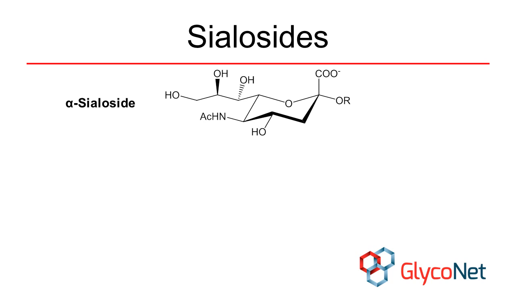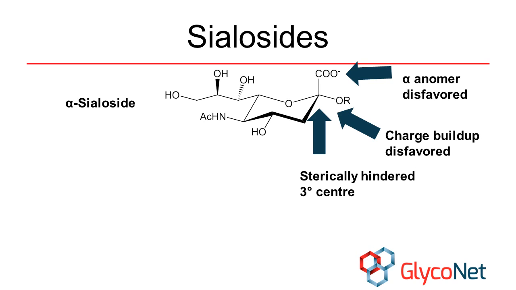Sialosides present even greater challenges to prepare synthetically than the hexoses for several reasons. First, the anomeric effect prefers the beta anomer, but it is the alpha glycoside that appears most often in nature. Sialosides also feature a sterically hindered tertiary reaction center, which is adjacent to a carboxylic acid that disfavors the buildup of charge on C2. Lastly, there is no directing group on C3.